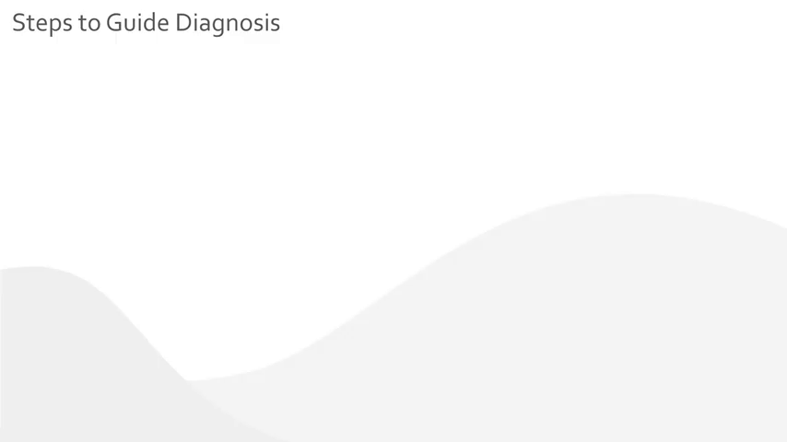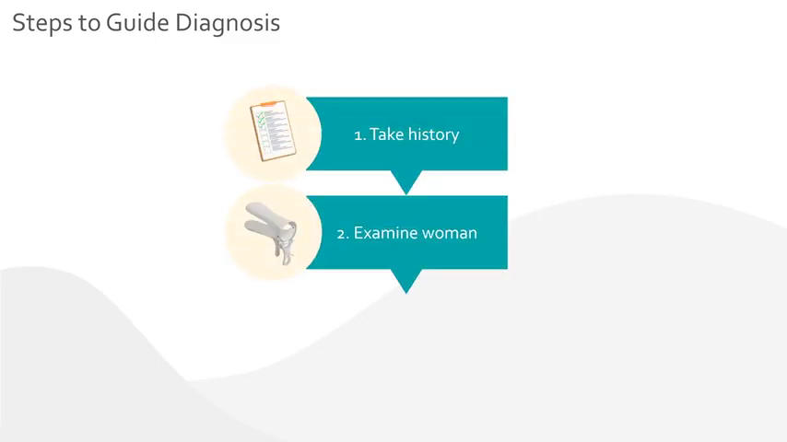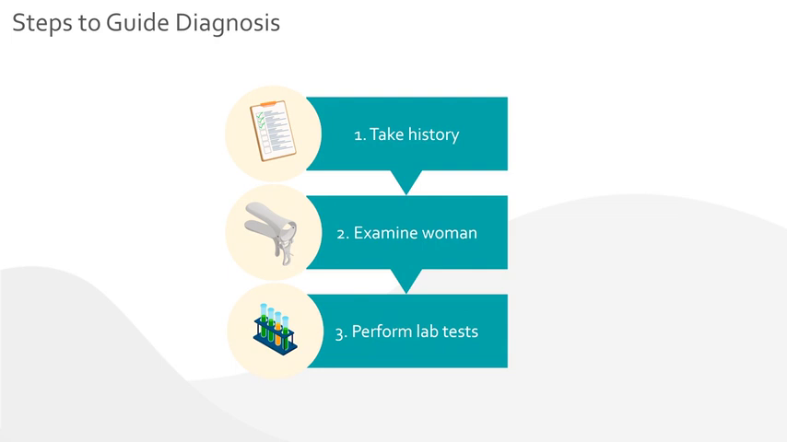The following steps may assist clinicians with STI, RTI detection. 1. Take history. 2. Physical examination. 3. Laboratory testing. It is important to cover all three steps where resources permit to arrive at the most likely diagnosis and to guide effective treatment.